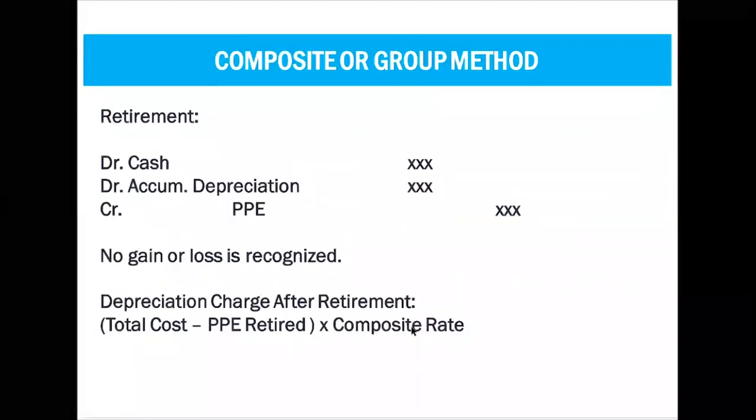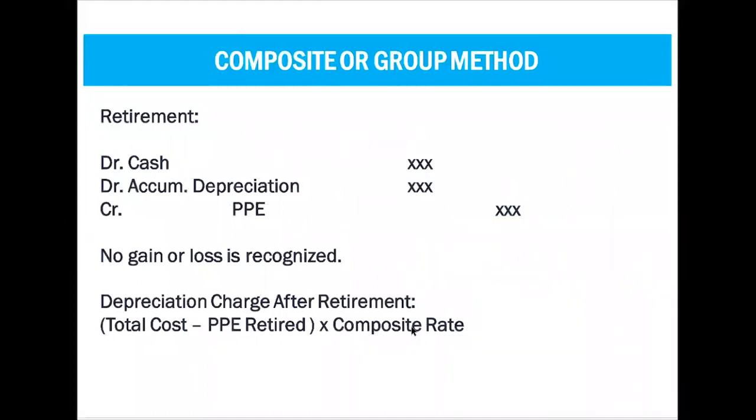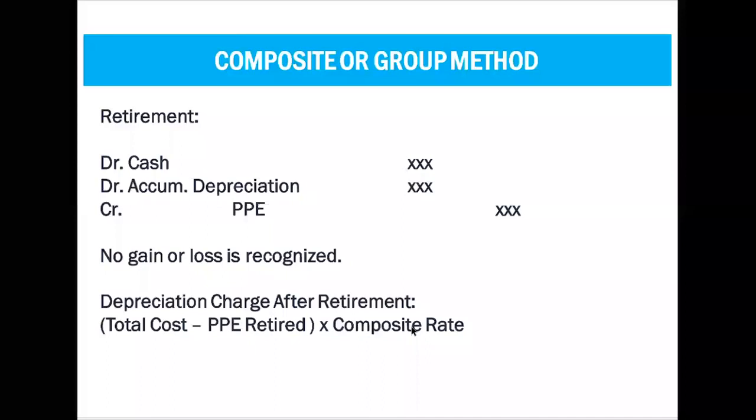We also have your retirement. So for your retirement, we just debit cash, we debit accumulated depreciation, we credit PPE for your retirement of your one-off assets under your composite or group method. There is no gain or loss to be recognized during the retirement of your composite or group method. Also, for your depreciation charge after retirement, we deduct the total cost of your PPE retired, multiplied by your composite rate.